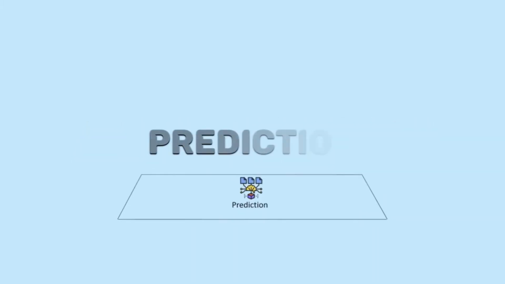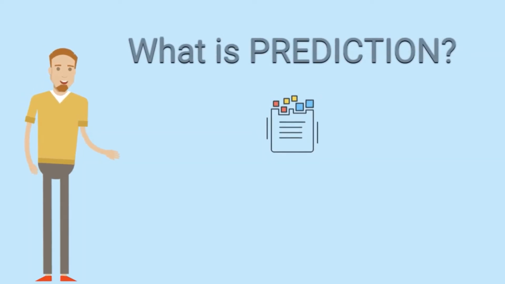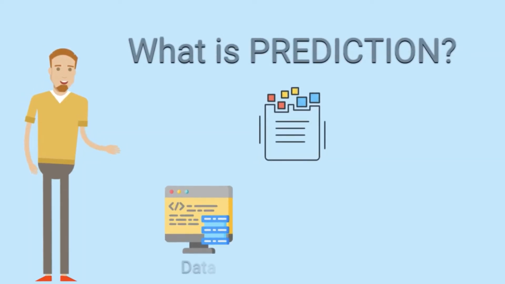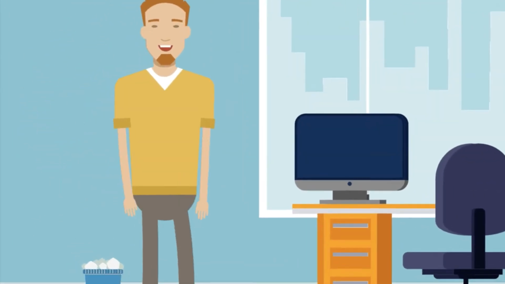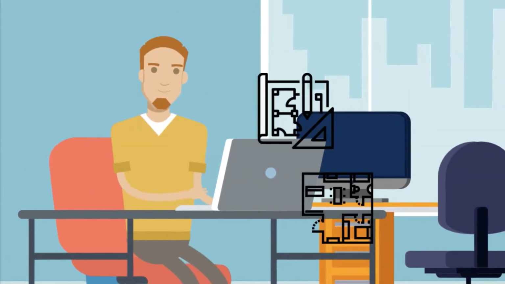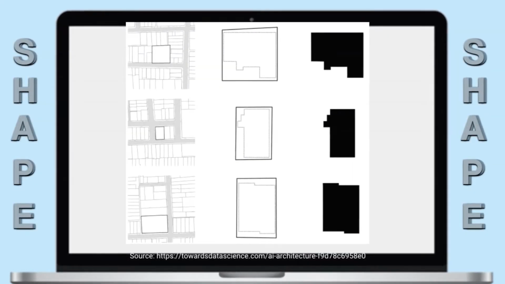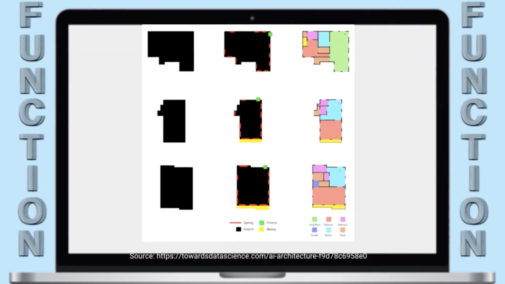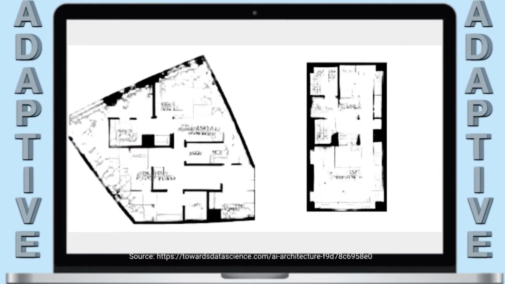For the first section, we have prediction. Prediction is a process of filling in missing information by taking data and using it to generate predictions or information that you don't have. Architects can input floor plan data sets into generative design software that's driven by AI to create building footprints according to the requirements by a client, such as shape of the floor plan perimeter, splitting of room functions, and furnishing of the space. The generative design also has the ability to adapt to changing constraints.